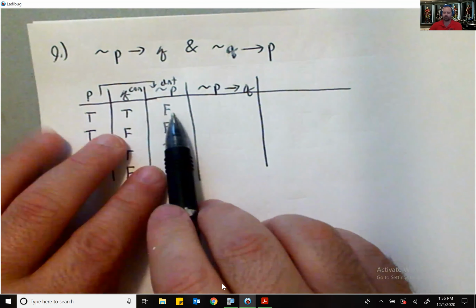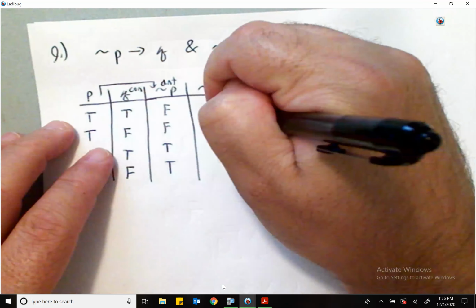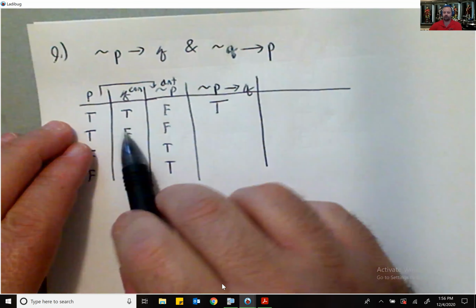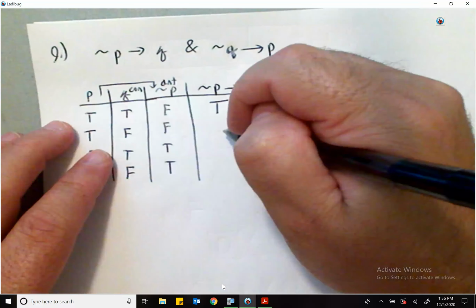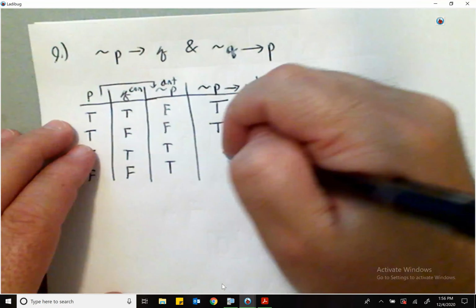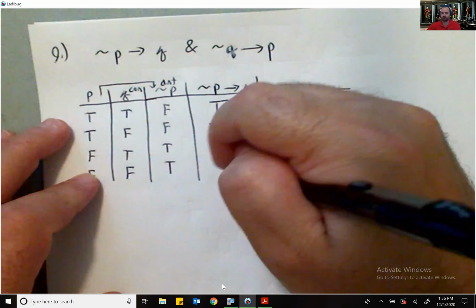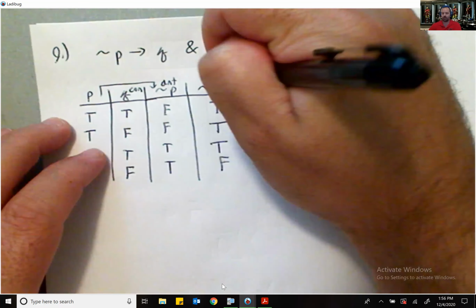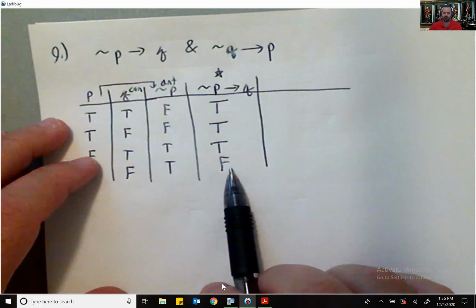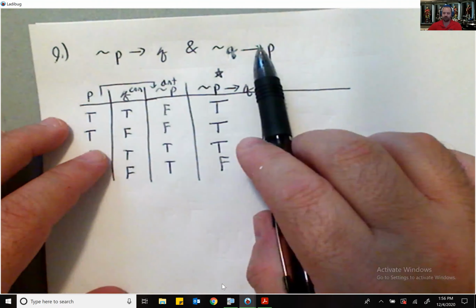So it goes false, true. It's true. False, false. It's true. True, true. True. True, false. False. That's your false one. So we're going to look at this column. And if this one gets the same truth values in the same order in the end, they're equivalent. The moment one of these messes up on this one, stop, you're done.